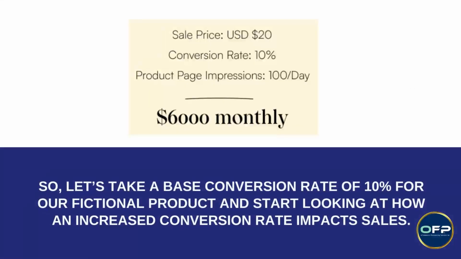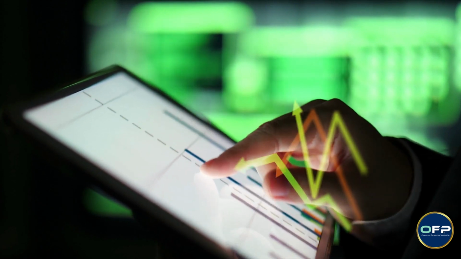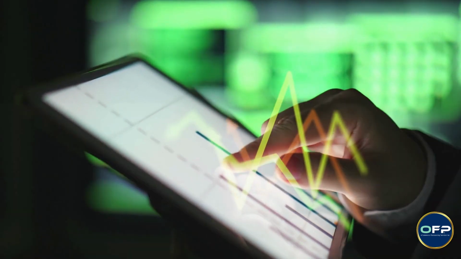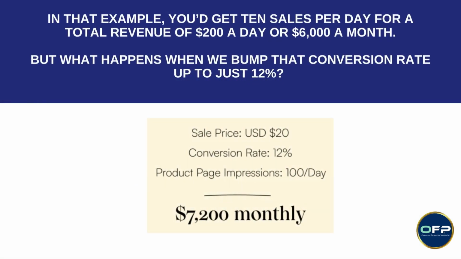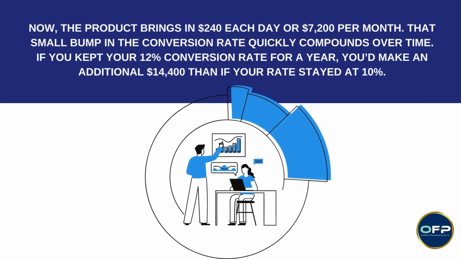So, let's take a base conversion rate of 10% for our fictional product and start looking at how an increased conversion rate impacts sales. In that example, you'd get 10 sales per day for a total revenue of $200 a day or $6,000 a month. But what happens when we bump that conversion rate up to just 12%? Now, the product brings in $240 each day or $7,200 per month.